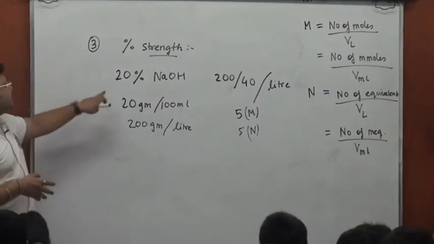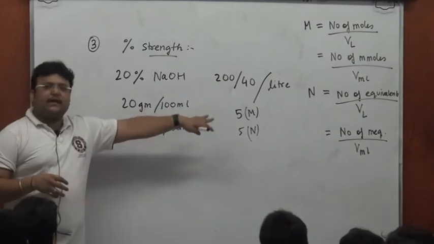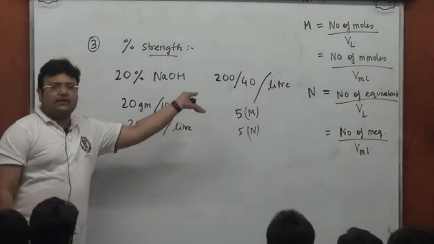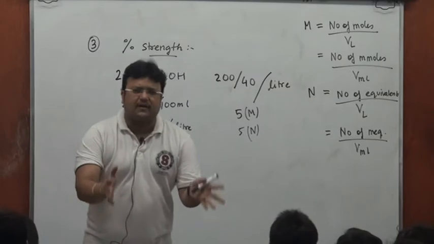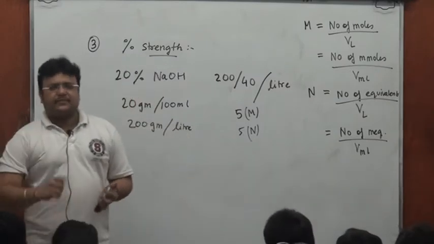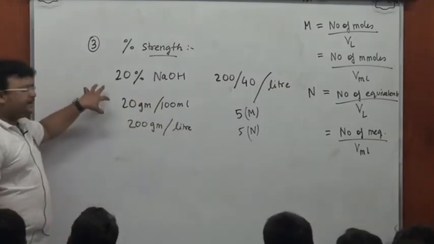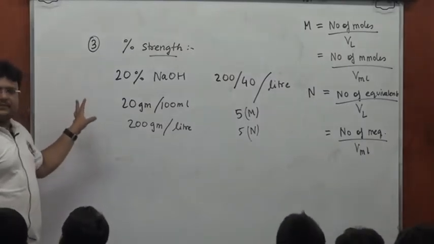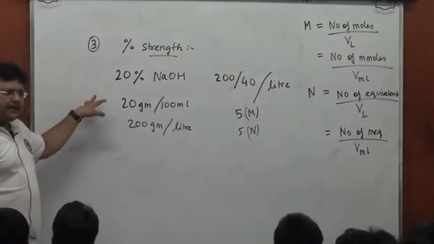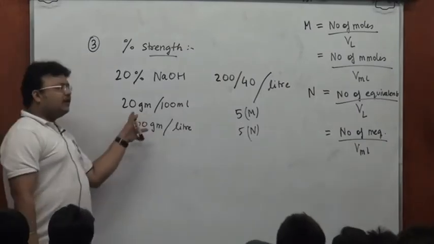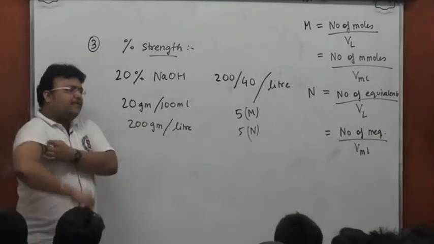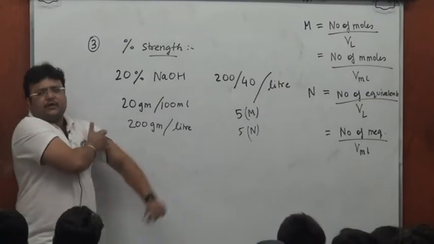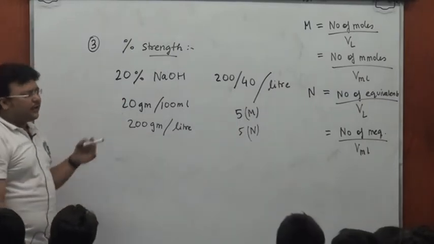So given percent strength, you will want to calculate molarity and normality, and for this you will not depend upon some relationship proposed by a textbook or anyone else. Percentage to molarity and normality should be done very fundamentally. 20% NaOH would mean 20 grams per 100 ml, 200 grams per liter, and we will find the number of moles per liter, or number of equivalents per liter, to get the molarity or normality.